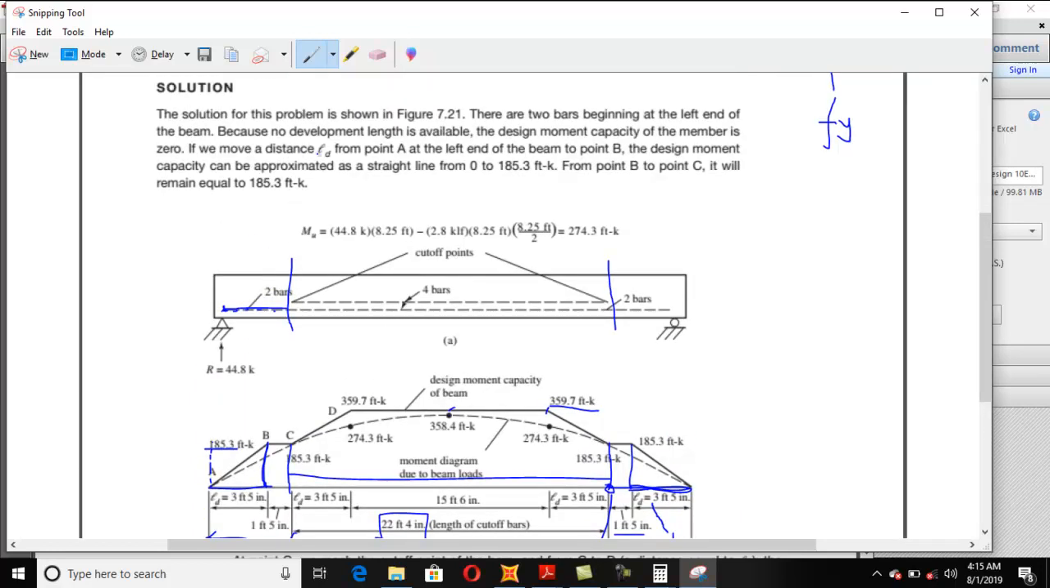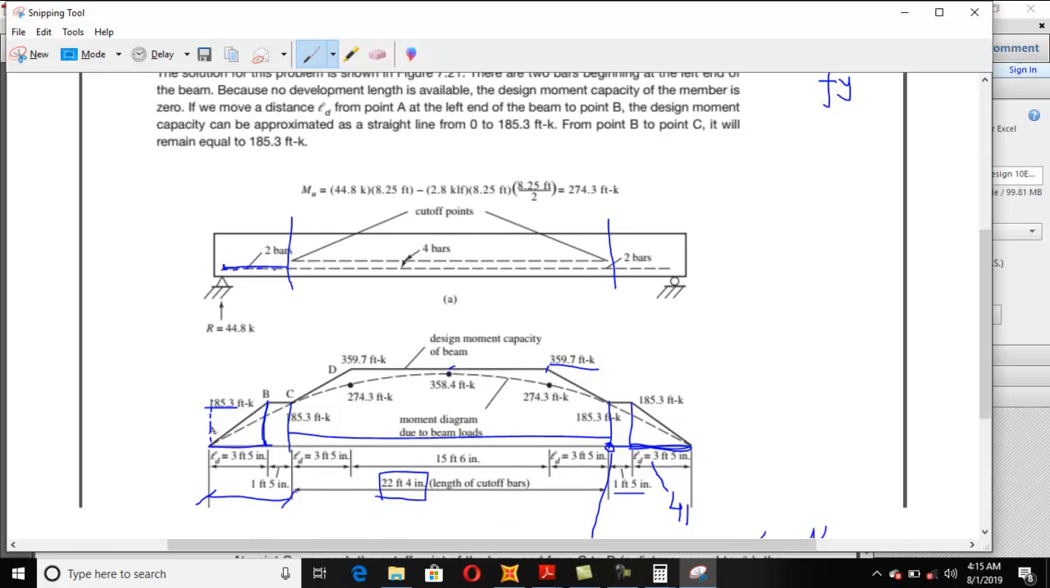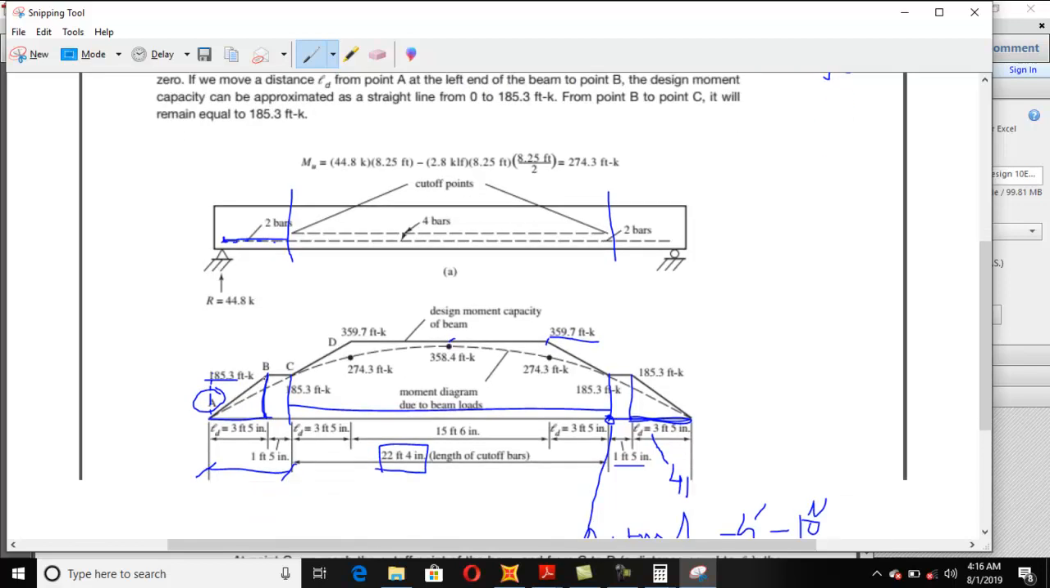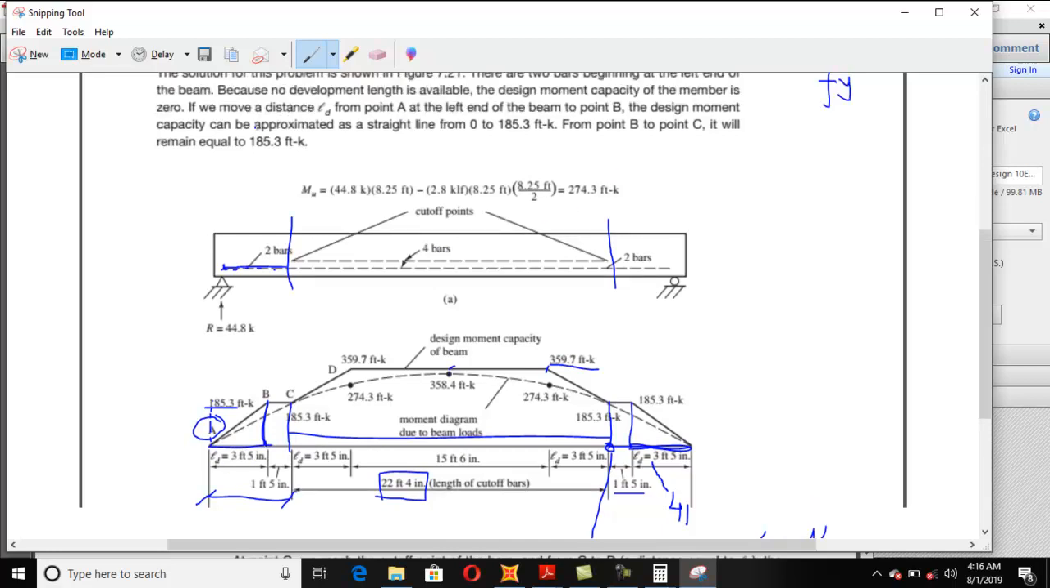If we move a distance LD from point A, up to how much distance? LD distance. Then it says at the left end of the beam to point B. Now we have covered LD distance from point A to point B, okay? The design moment capacity can be approximated as a straight line from 0 to 185. Now this line you can achieve. This line will be achieved.